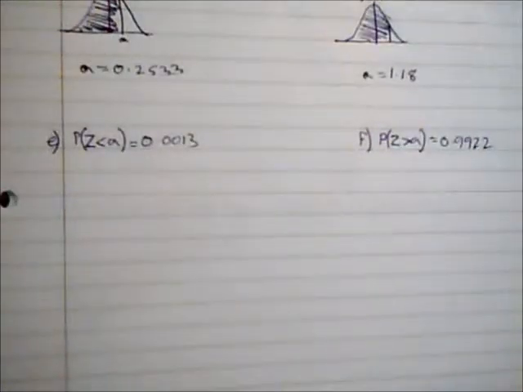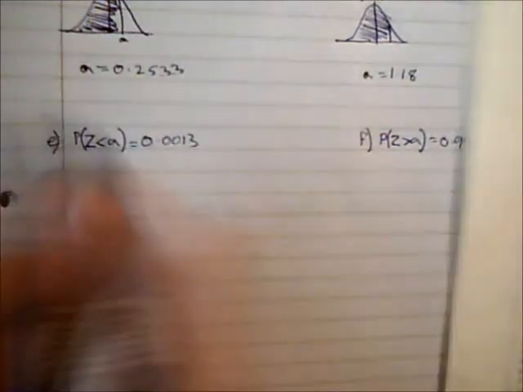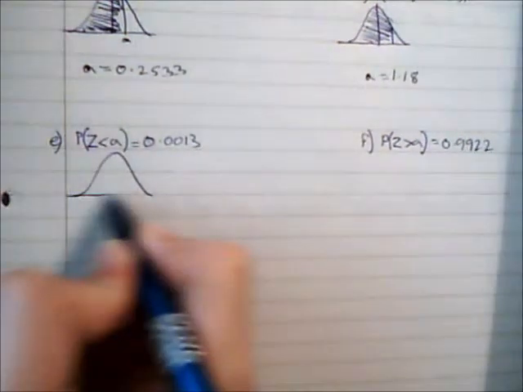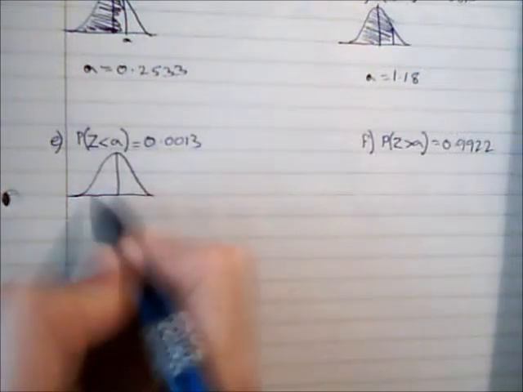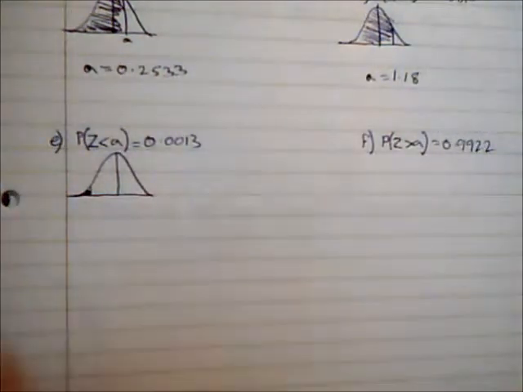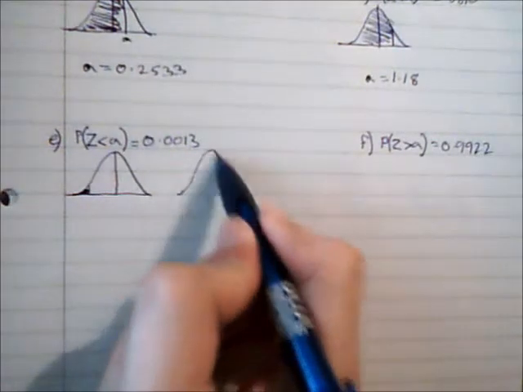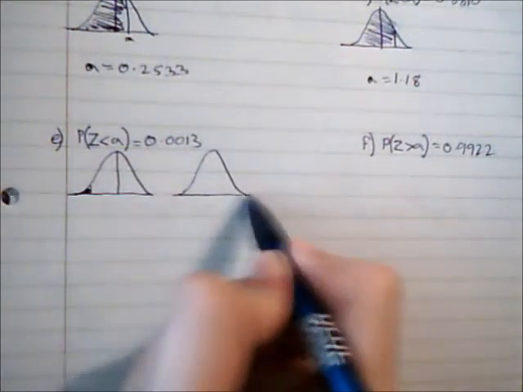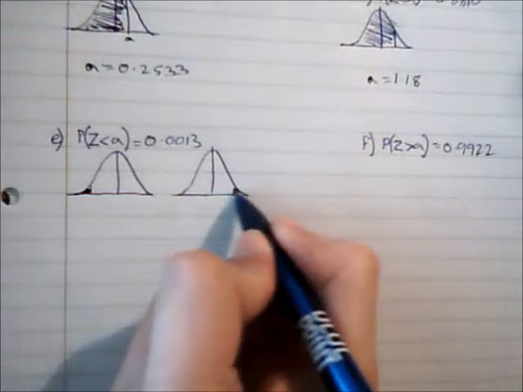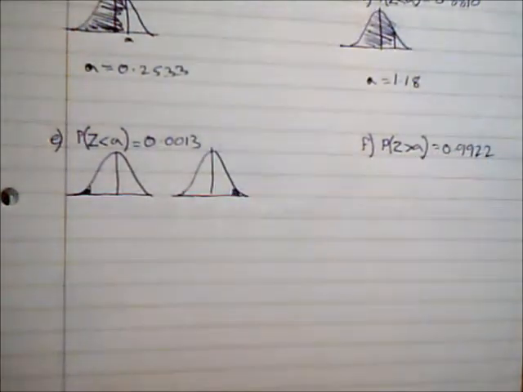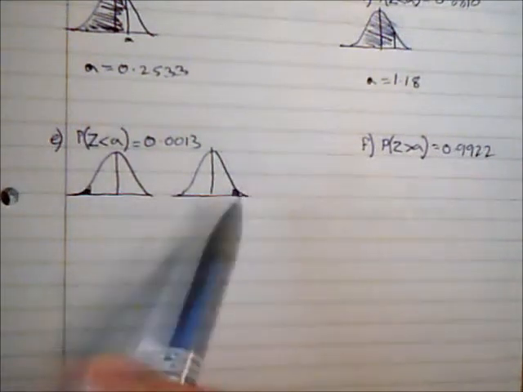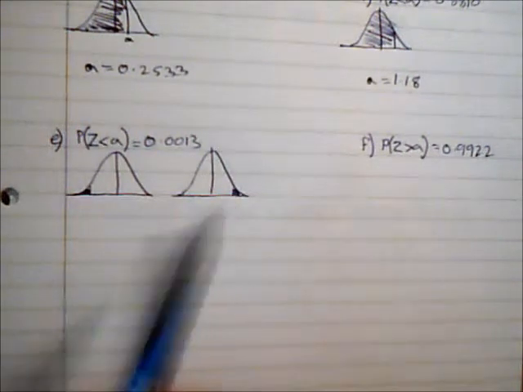Next one, again let's just do a little sketch. So I've got a very small probability here, so it's going to be down here somewhere, and then by symmetry I know that's equivalent to a very small area up here. Now this I can't look up because it's the wrong side of the line. It has to be below the line if I'm going to use the large table.